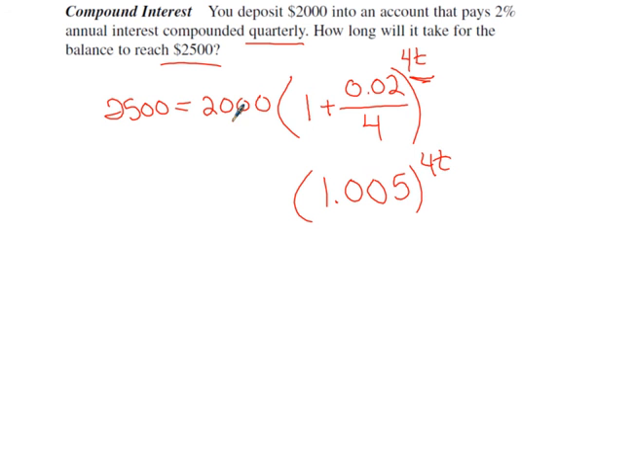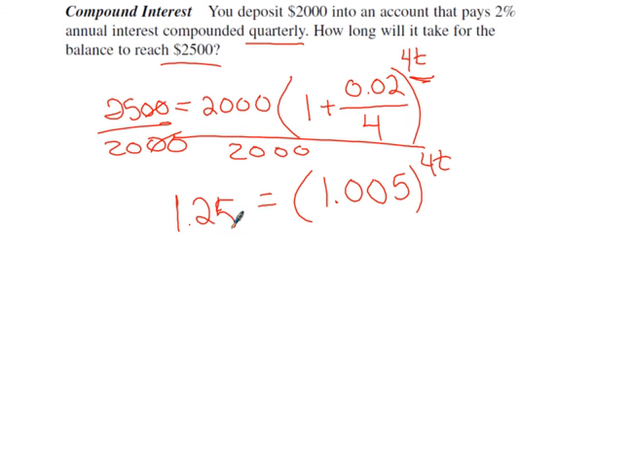Resist multiplying this 1.005 by 2000. What we'll do is divide both sides by 2000. And those will cancel out. So we've got 2500 divided by 2000, and that equals 1.25. Okay. Log base 1.005. Why 1.005? That's my base.